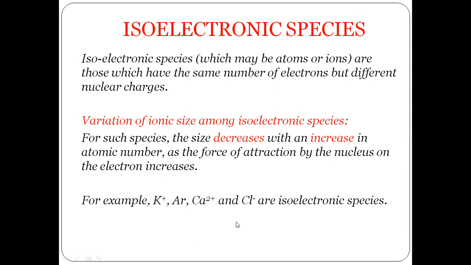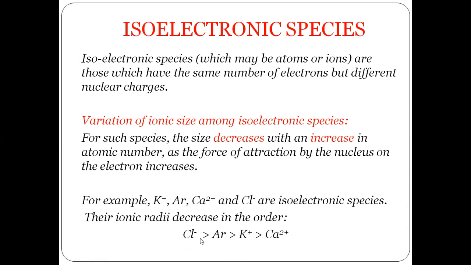So its size will be the smallest. If I write the order, the decreasing order, chloride will be the biggest because it has the smallest atomic number, 17. So it cannot pull 18 electrons toward itself as much as argon, then potassium, and finally calcium.